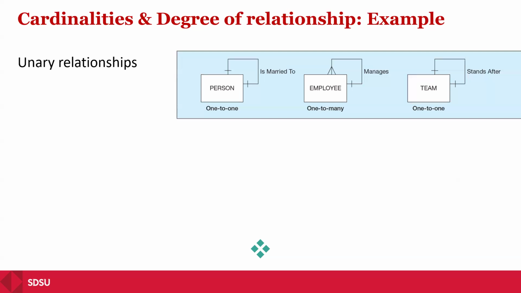So one to one example is one person married to another person. One employee can manage multiple employees, so it's one to many. And teams. So here we have one team stands after another team. So it's also a one-to-one relationship example for teams. So one-to-one and one-to-many.